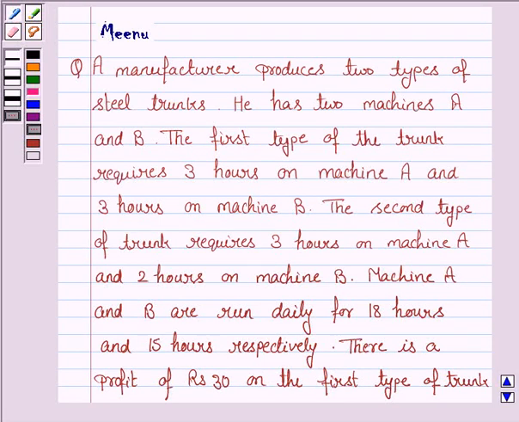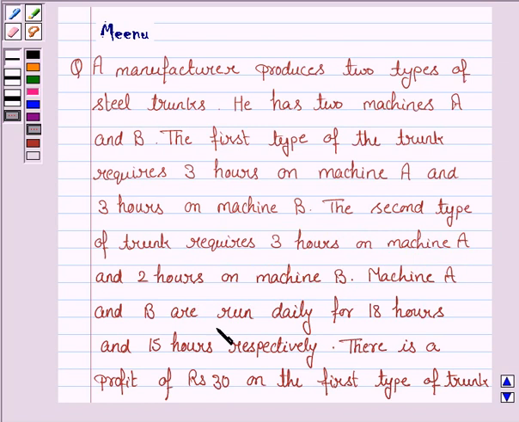Let us discuss the following question. It says, a manufacturer produces two types of steel trunks. He has two machines, A and B. The first type of trunk requires 3 hours on machine A and 3 hours on machine B. The second type of trunk requires 3 hours on machine A and 2 hours on machine B.